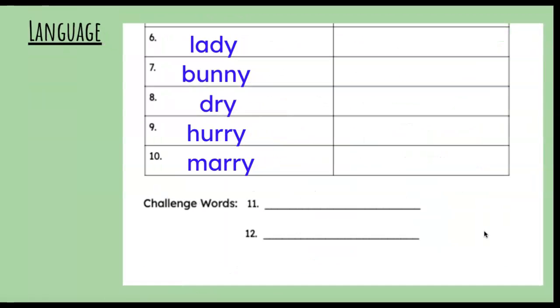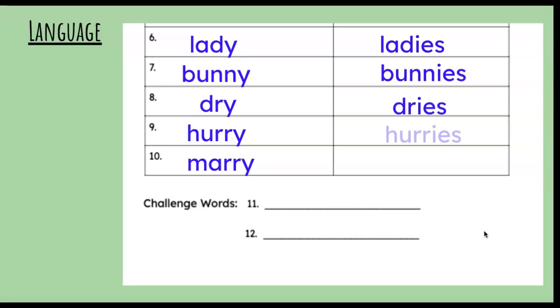See if you can try these on your own. Pause the video, write down the words by changing the Y to an I and add ES, and come back and check your answers. Welcome back. Let's see how you did. Lady becomes ladies. Bunny becomes bunnies. Dry becomes dries. Hurry becomes hurries. Marry becomes marries.